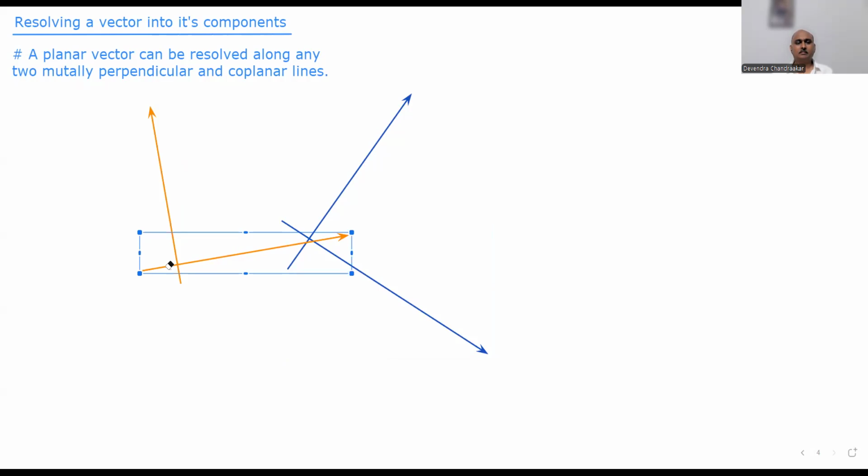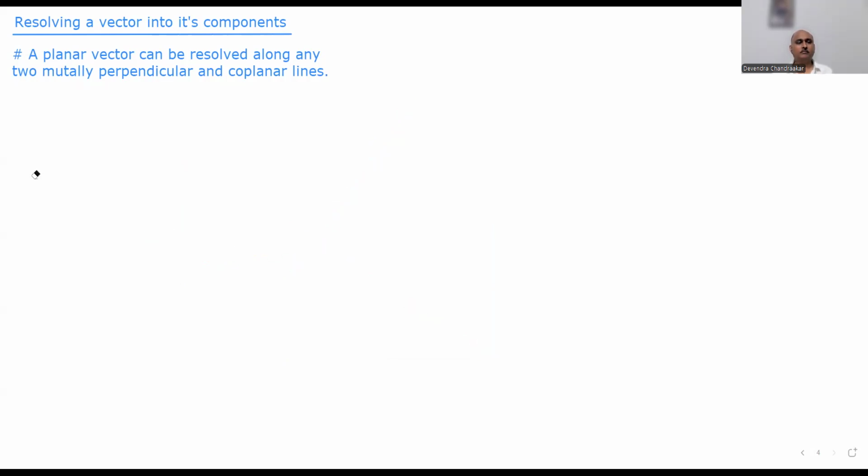So this way you can draw infinite number of lines, right? Now, I have a vector like this. I have this vector with me. And I want to resolve this vector into its components along these two mutually perpendicular lines. This is x-axis. This is y-axis.